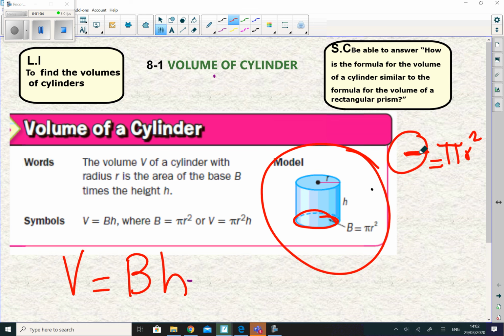So let's see how we can find the volume of this cylinder. The volume will be equal to the area of the base, which is pi r squared, times the height. And of course, we are going to find everything in terms of pi, so you don't need to multiply by 3.14. Pi, as you know, is 3.14 or 22 over 7, but we are not going to multiply by it. We are only going to use everything in terms of pi.